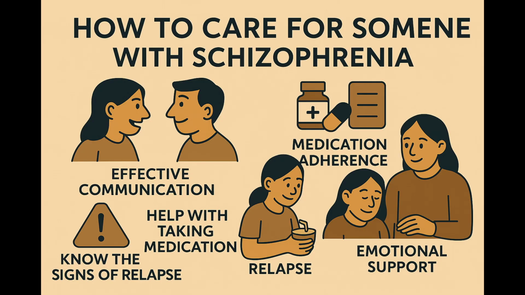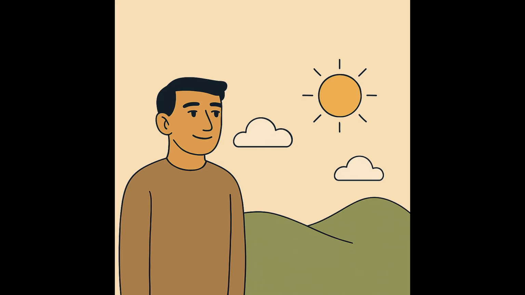Social support, friends, family, and support groups make a big difference. Routine and structure, having a schedule helps reduce anxiety and disorganization. Follow-ups, regular visits to the doctor to adjust treatment. Brighter prospects are within reach for individuals living with schizophrenia, provided there is adequate awareness, support, and appropriate treatment.